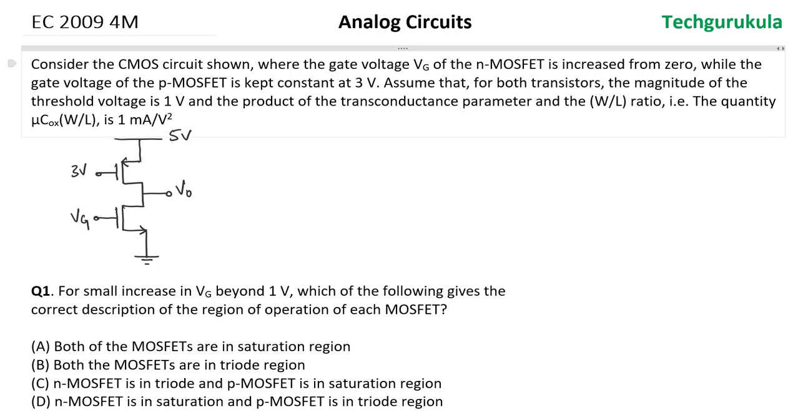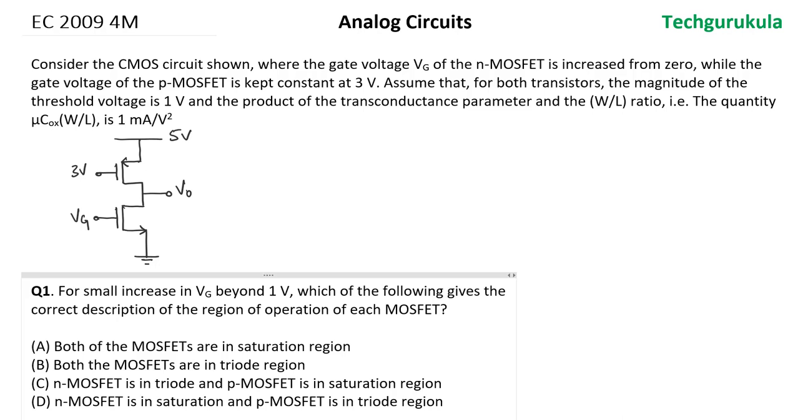voltage of the PMOS transistor is kept constant at 3 volts. Assume that for both transistors, the magnitude of the threshold voltage is 1 volt and the product of the transconductance parameter and the W by L ratio, that is the quantity mu Cox W by L, is 1 milliampere per volt square. So this is the data given and the circuit shown. Let's see the first question.